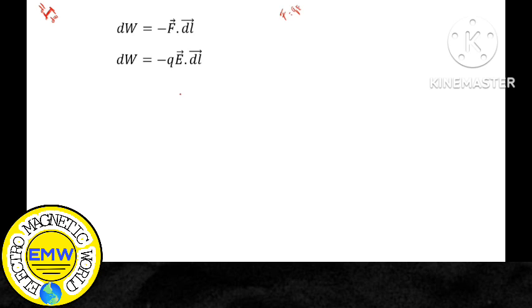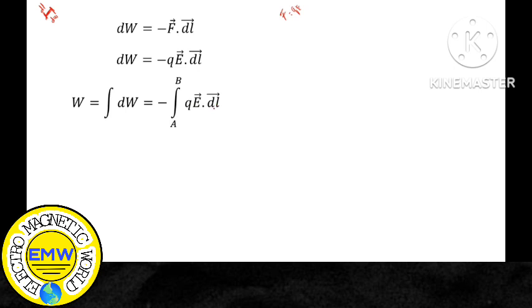What do we need to do now? We need to perform integration. Before performing the integration, I need to move this constant charge minus Q over to this side, so the equation will look like this. First we need to integrate. If we integrate over the small length, we get the total work done, that is equal to minus integral from A to B, because we are moving from point A to point B, of Q E dot dl.